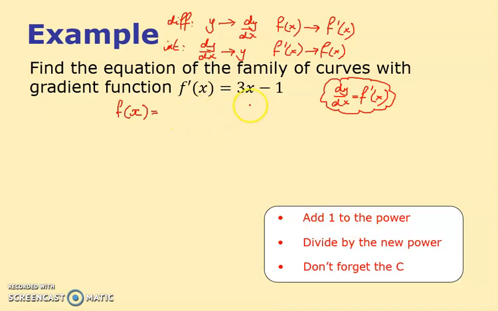I'm going to add 1 to my power. Now this power here doesn't say it, but it's really a 1. So that's going to go to 3x to the 2. It says divide by the new power. Okay, I'll divide by the new power. And I'm not going to write the c yet. I'll do that at the end, because I've not finished this yet.